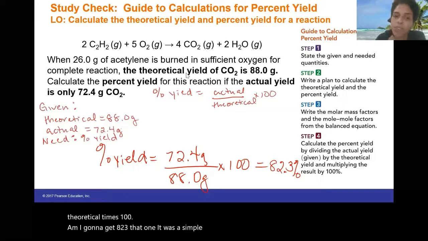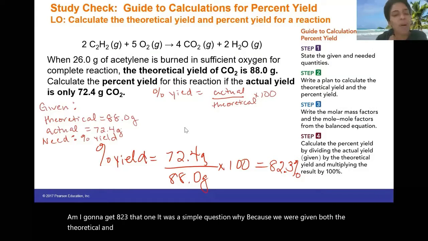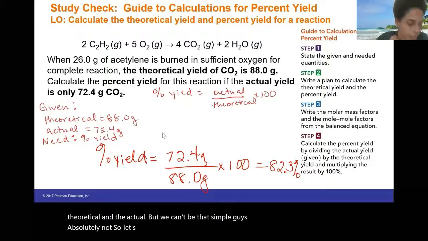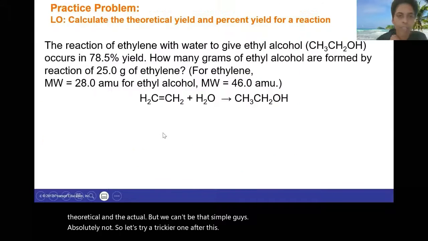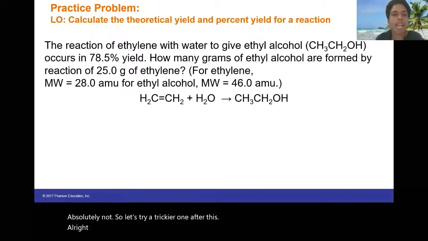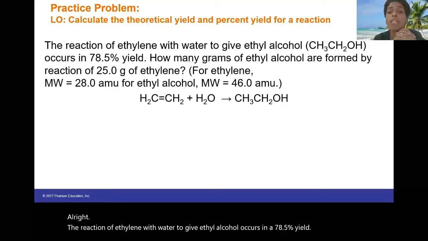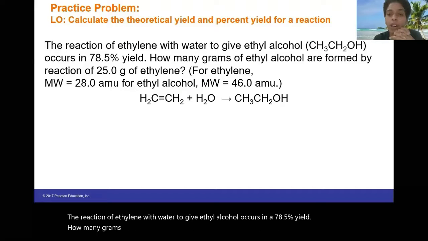That one was a simple question. Why? Because we were given both the theoretical and the actual. But you know, we can't be that simple, guys. Absolutely not. So let's try a trickier one after this. All right. The reaction of ethylene with water to give ethyl alcohol occurs in a 78.5% yield. How many grams of ethyl alcohol are formed by the reaction of 25 grams of ethylene?